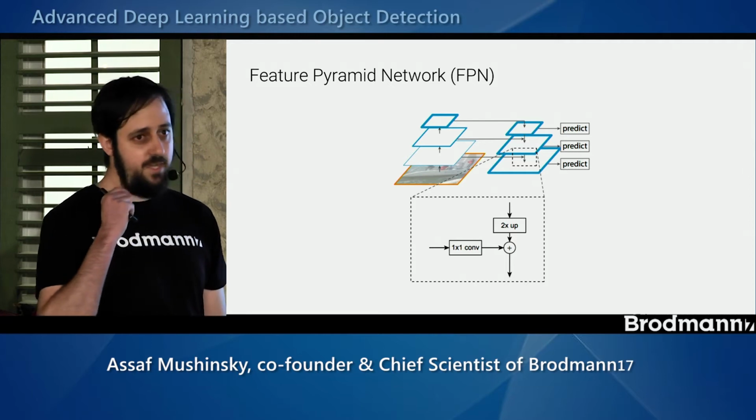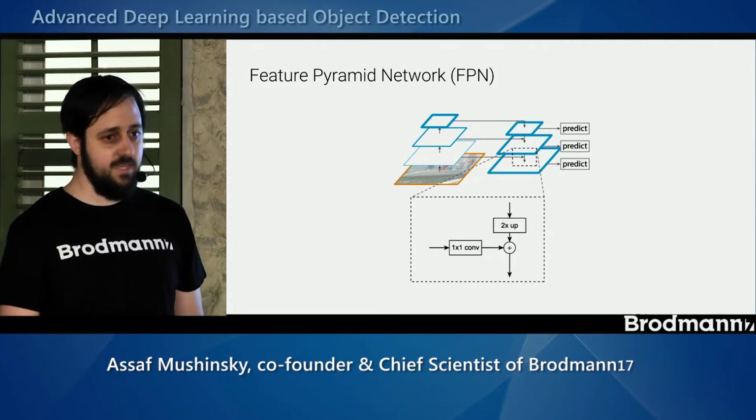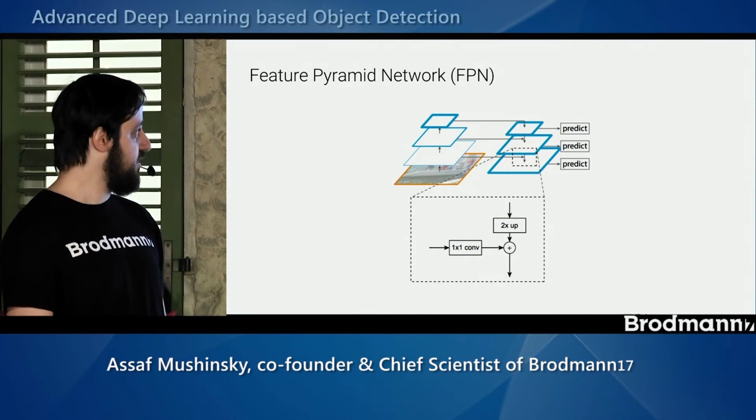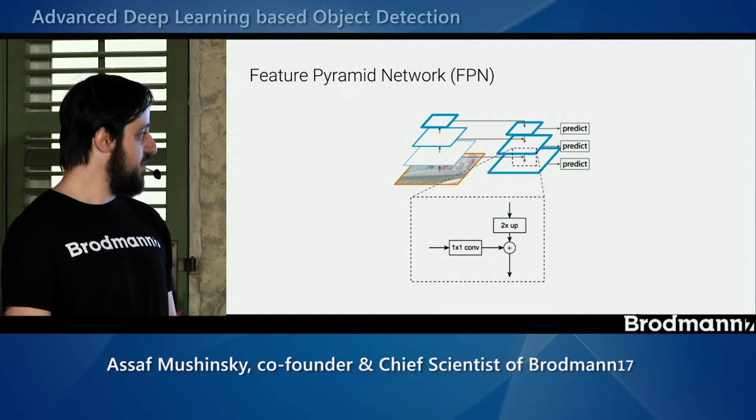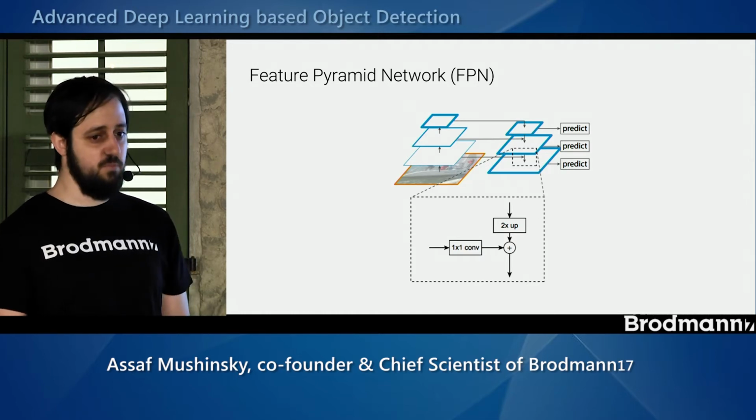So how do we combine the features from one level to the next? Basically, we upscale the features from the upper level, and we sum them with the features from the lower level after a convolution is applied.